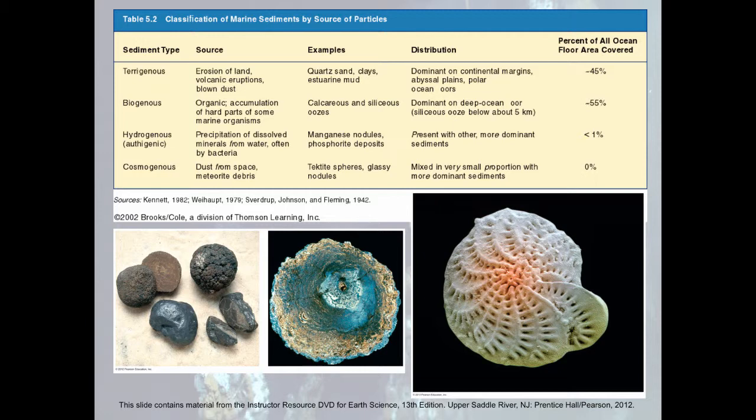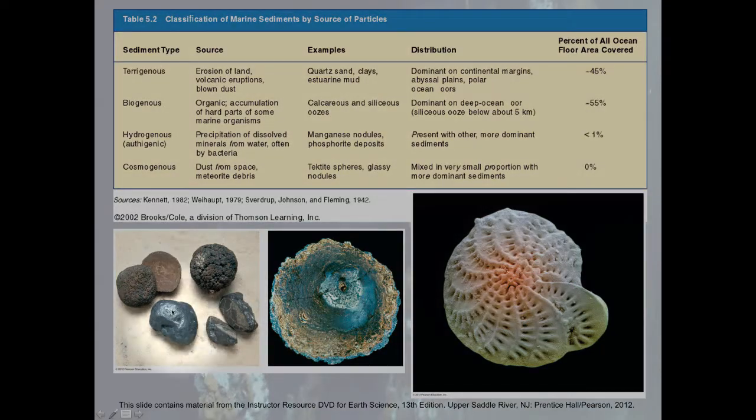And then cosmogenic, which is dust from space, meteorite debris, tektite spheres, glassy nodules that are deposited just like they are on land as these minerals or grains penetrate the Earth's atmosphere and fall to Earth. It's a very, very small proportion. Here we have some examples of manganese nodules. These are really just manganese oxide, and they are relatively hard. They're economically important. Manganese is an important ore or mineral, and so they are sought after.